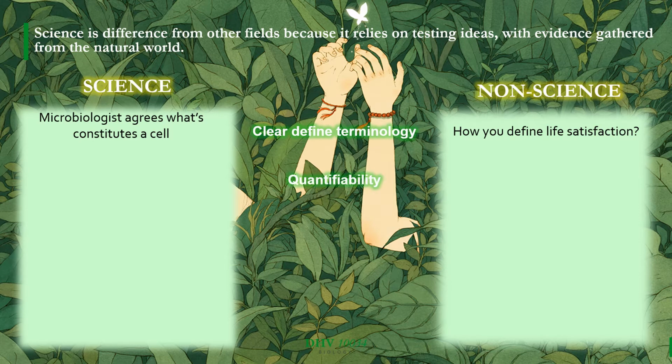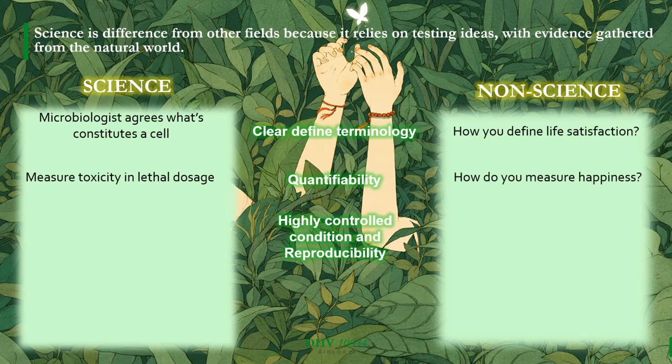In terms of quantifiability, science can measure the toxicity level of a certain dose. But in non-science, how can we measure happiness? So we can say that science can be quantified.